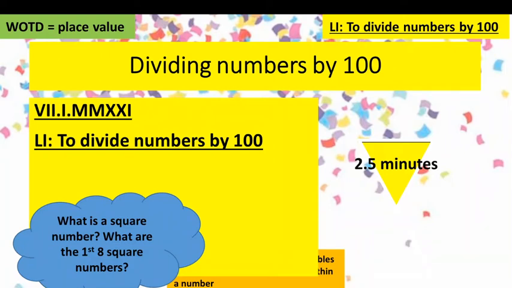Hi everyone, and welcome to our next maths lesson. We are looking at dividing numbers by 100 today.